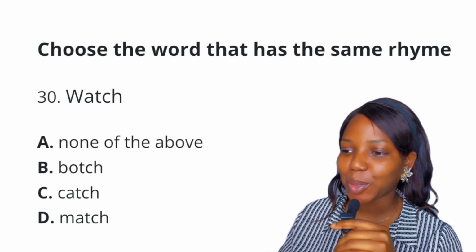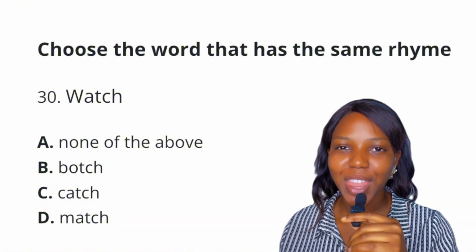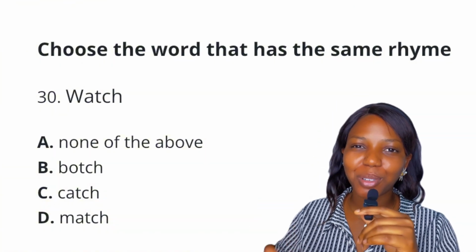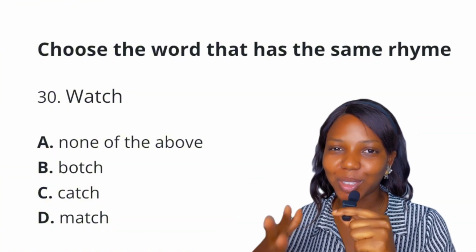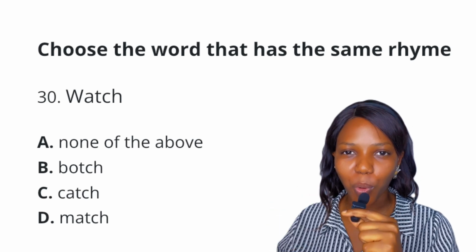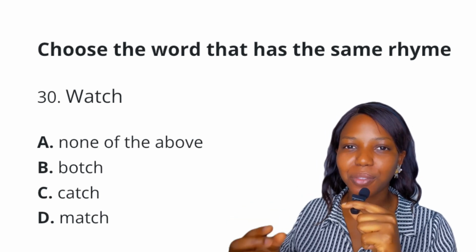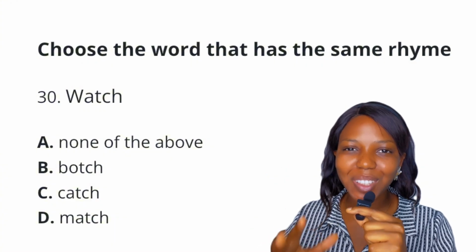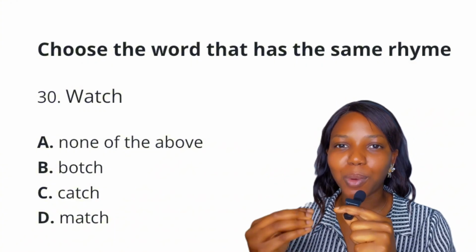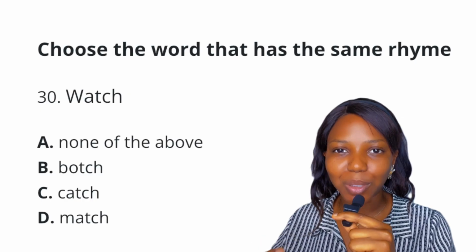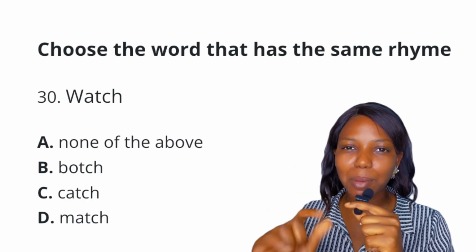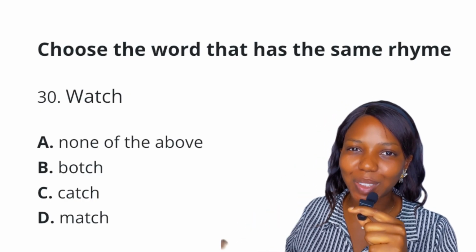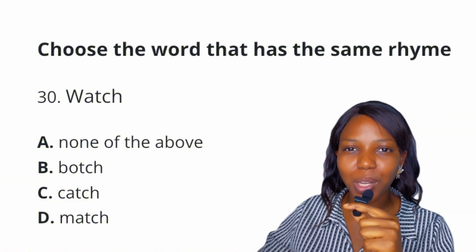Question 30. Choose the word that has the same rhyme. Now, when solving rhyme questions, we need to focus on the last sound. The given word is watch. The last sound is ch, followed by o. So we are looking for watch. Sounds are different from letters, and when solving rhyme, it is sounds we are looking for, not letters.